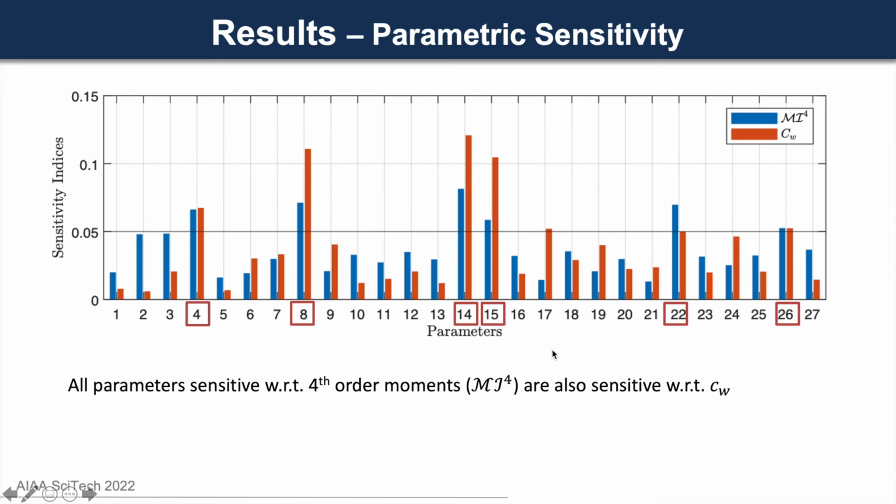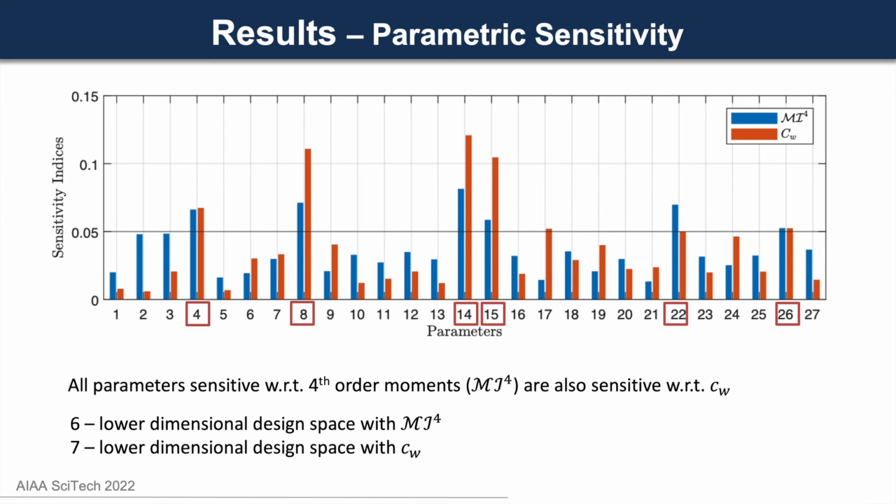Only one parameter, parameter 17, has a sensitivity index greater than 0.05 with respect to wave resistance, but less than 0.05 for the moment. So this is the only parameter which is sensitive with respect to the wave resistance coefficient CW, but not sensitive with respect to the fourth order geometric moment. So at the end, we get a six-dimensional subspace when we perform sensitivity analysis with the geometric moments, MI4, and a seven-dimensional lower subspace when we perform sensitivity analysis with respect to the wave resistance coefficient.